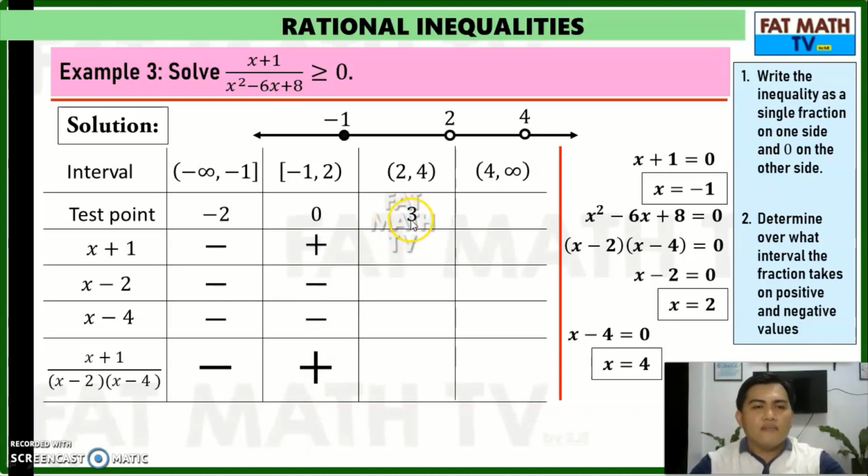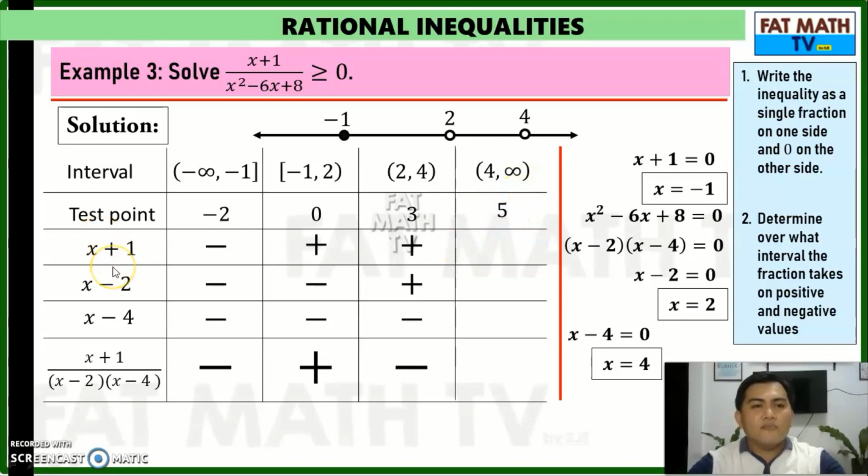So say 3. So 3 plus 1 is 4. So that's a positive. 3 minus 2 is 1. So that's a positive. 3 minus 4 is negative 1. So that's a negative. So positive, positive, and negative will give you a negative answer. Okay? And then lastly, for the interval 4 to infinity, we have 5.